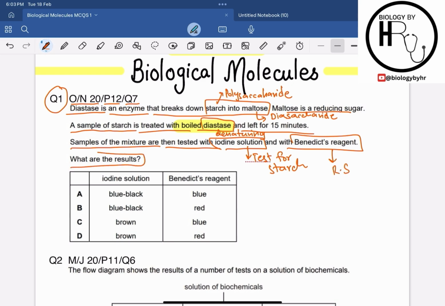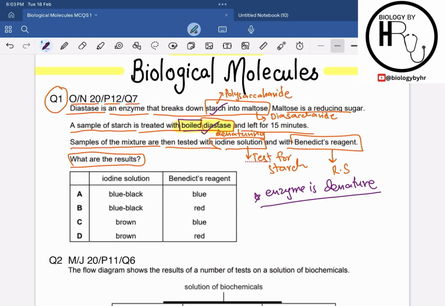What are the results? Basically they are saying that they have the starch and they have put the diastase in the solution of starch, and diastase is an enzyme which breaks down the starch into maltose, which is a reducing sugar. As they are talking about the boiled diastase, it means that the enzyme is denatured, right? You need to catch this point because they have written over here that it is boiled. So you have to catch this point that the enzyme is denatured.